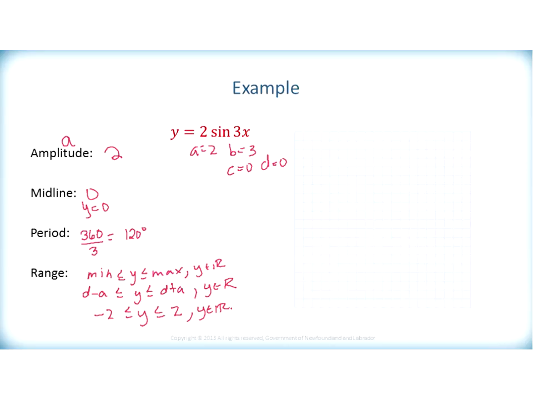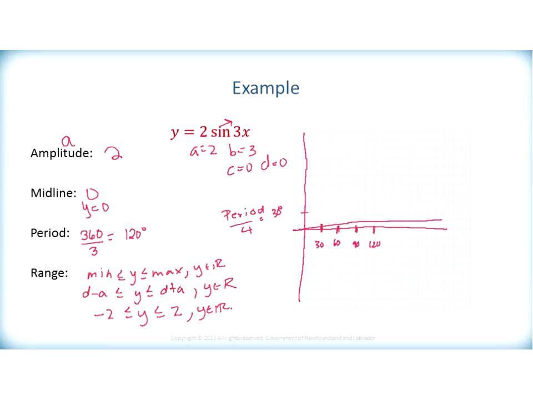If we draw this graph, I'm just going to sketch here. The period is 120 degrees. And that means that the period divided by 4 will go up by each point. So each point will go up by 30 degrees. And so I'm just going to put 30, 60, 90, and 120. For a sine graph, our first point will be on the midline.